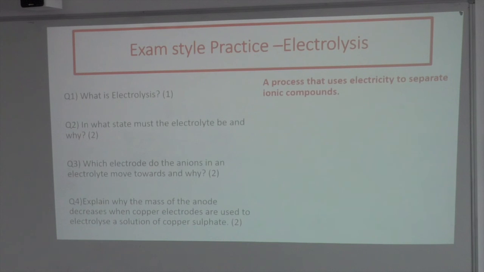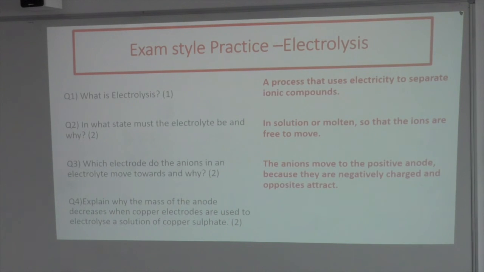Question 2, worth 2 marks, so you need to give those 2 answers. What is the state and a reason why? So it must be in solution or molten, that's worth your 1st mark. So that the ions are free to move, that's your 2nd mark. Question 3, which electrode do the anions in an electrolyte move towards and why? The anions move towards the positive anode because they are negatively charged and opposites attract.